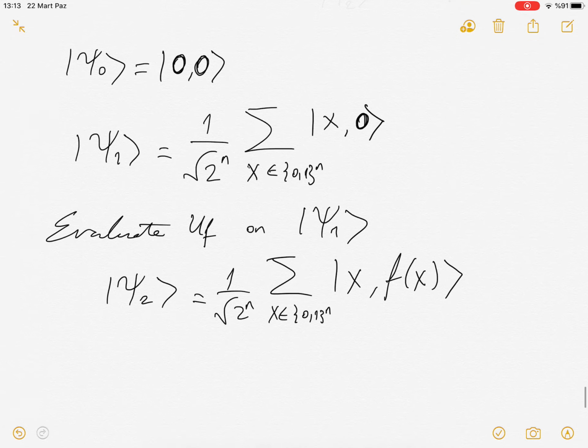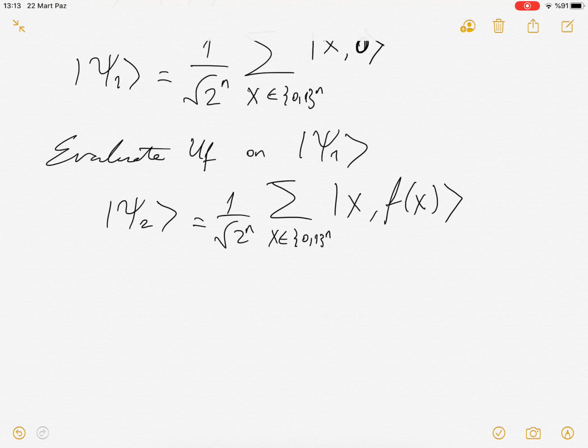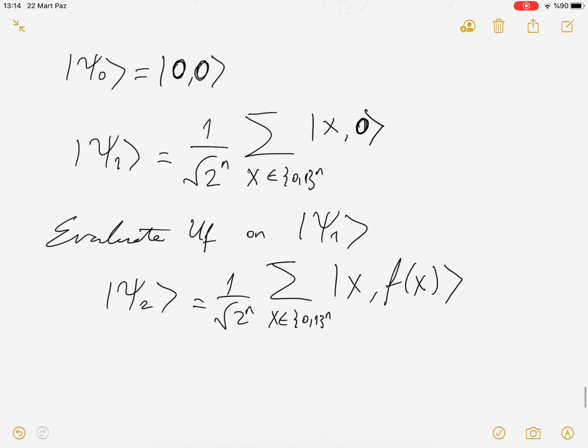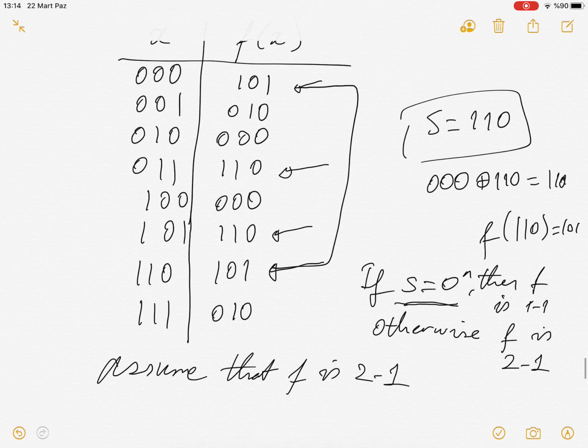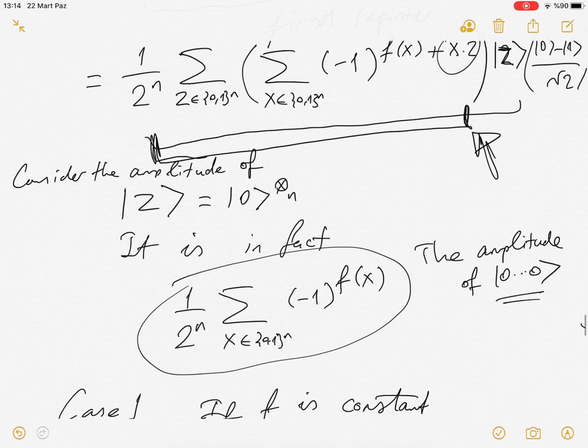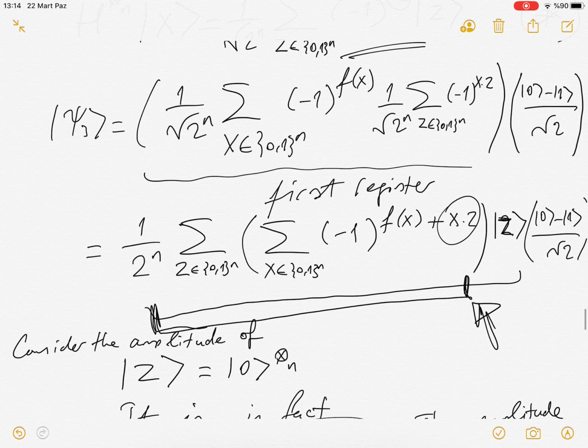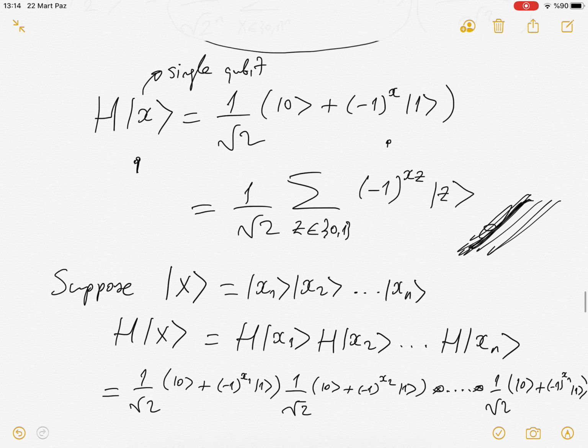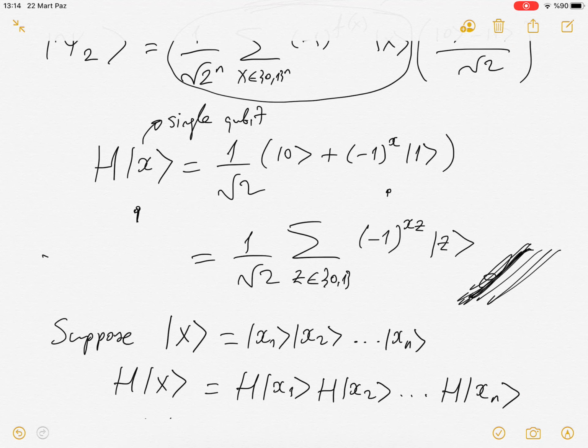And then psi 3 will be the state after we apply the n-qubit Hadamard transform on the first register. Now it will be the same as earlier. The behavior of an n-qubit Hadamard transform on the superposition of all n-bit strings will be written in the form I gave earlier, right here. Yes, similar to this form.